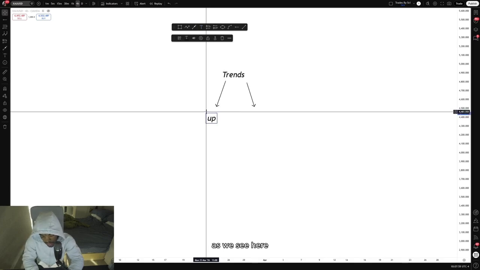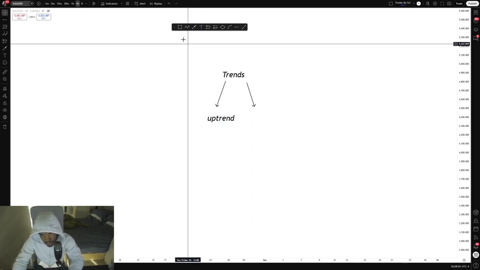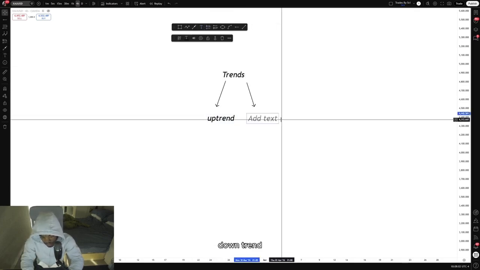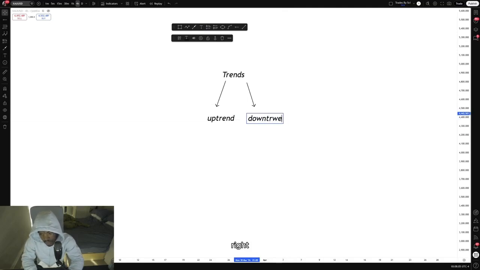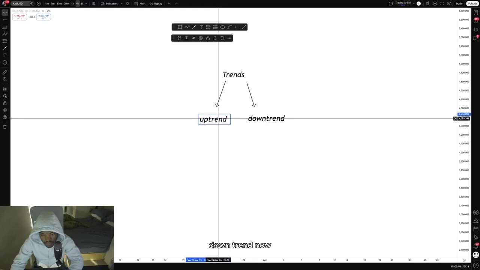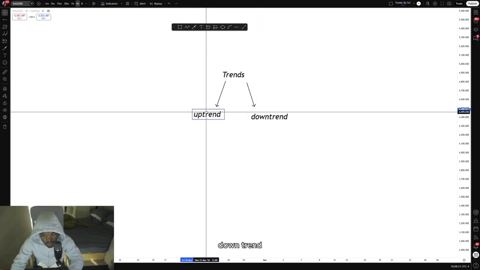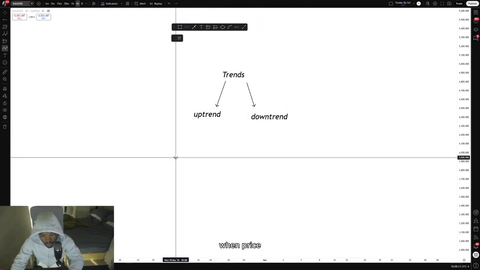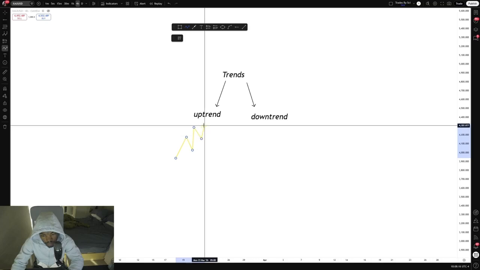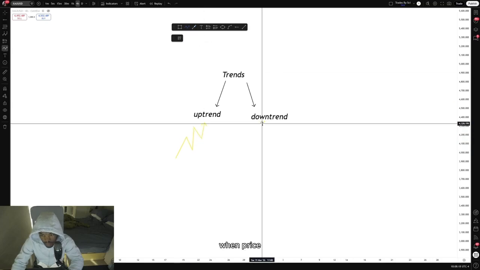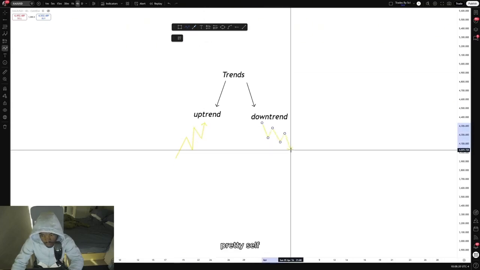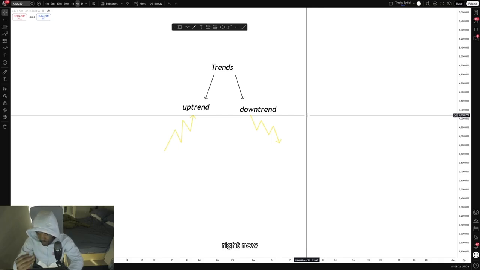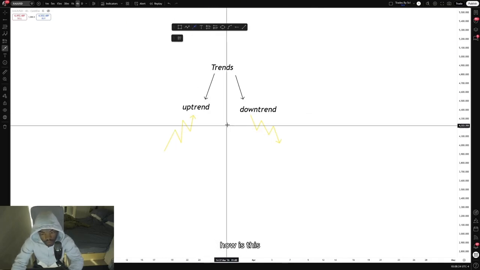So as we see here, uptrend, downtrend. Cannot spell. All right, cool. Uptrend, downtrend. Now, what is an uptrend? What is a downtrend? If you're brand new, an uptrend is when price is going up, and a downtrend is when price is going down. Pretty self-explanatory, right? Now, why is this going to help you? How is this going to help you?